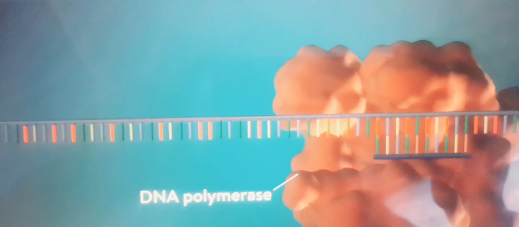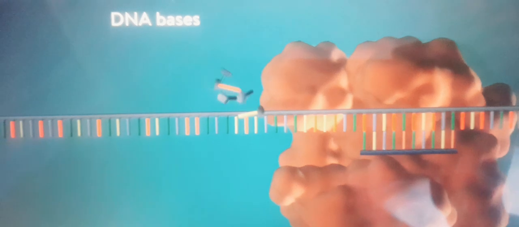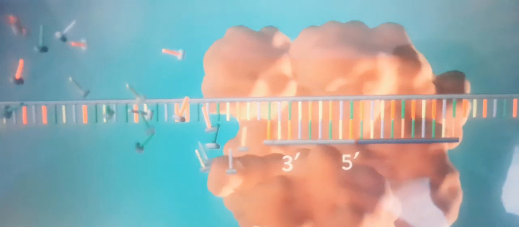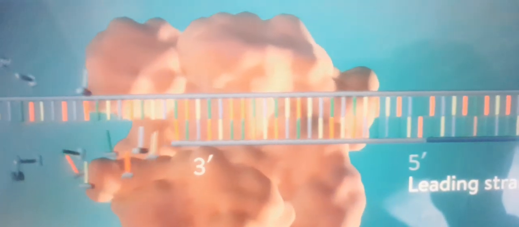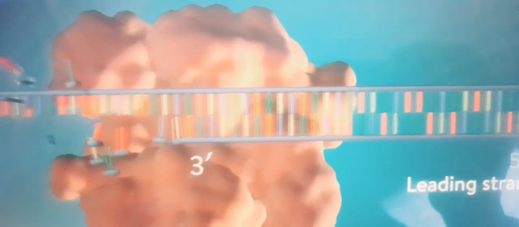The enzyme DNA polymerase binds to the primer and makes a new strand of DNA. DNA polymerase only adds DNA bases in one direction, either from 5' end to 3' end or 3' end to 5' end, but it will be doing it from 5' to 3' end.